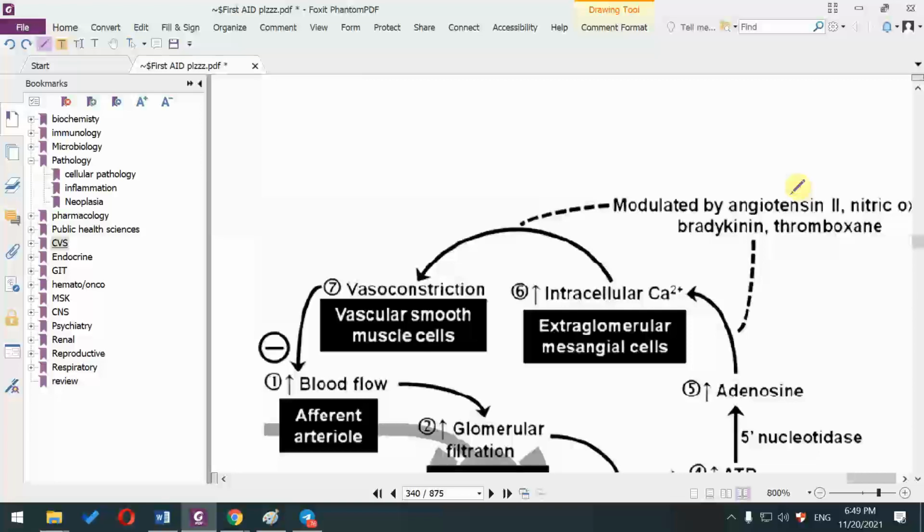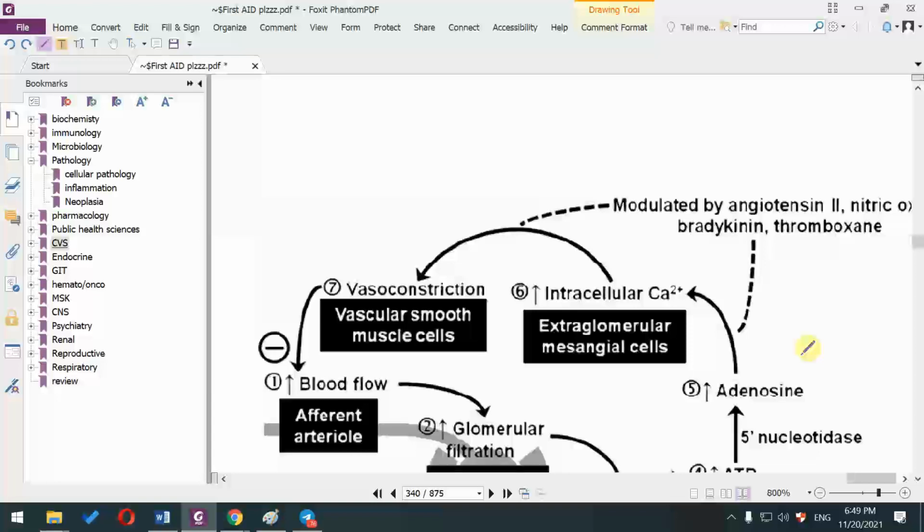And nitric oxide. Is nitric oxide a vasoconstrictor or dilator? Dilator. Bradykinin. Is it constrictor or dilator? Dilator as well. Okay, what about thromboxane A2? Is it a vasoconstrictor or dilator? Yes, it's a constrictor. So as you can see, the increase in adenosine can control these guys locally, so it can decide either to release more thromboxane or more nitric oxide.